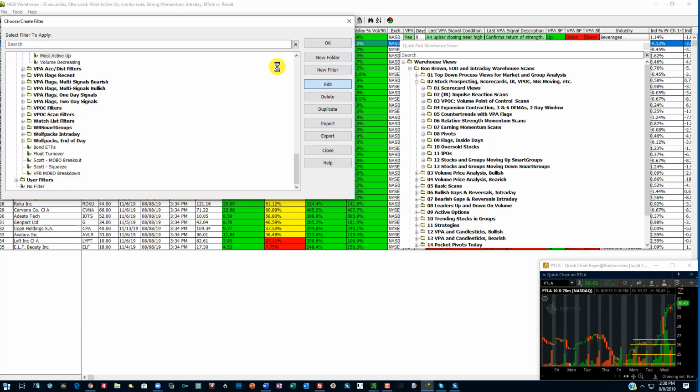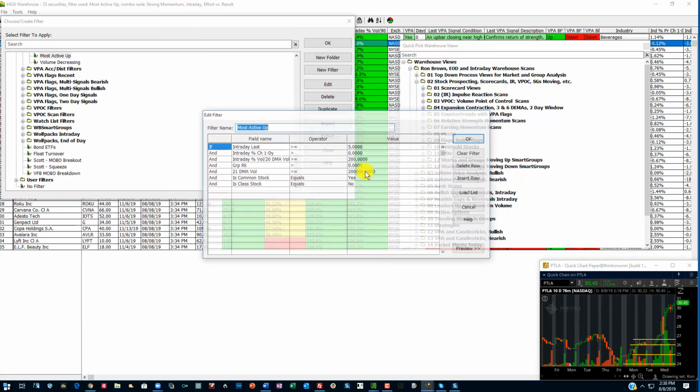And my minimum volume is, first of all, these are $5 stock minimums. They have to have a positive price change. So some stocks that were positive have probably gone negative, so they've dropped out of the list. The intraday volume to the 20-day moving average volume has to be greater than 200%.